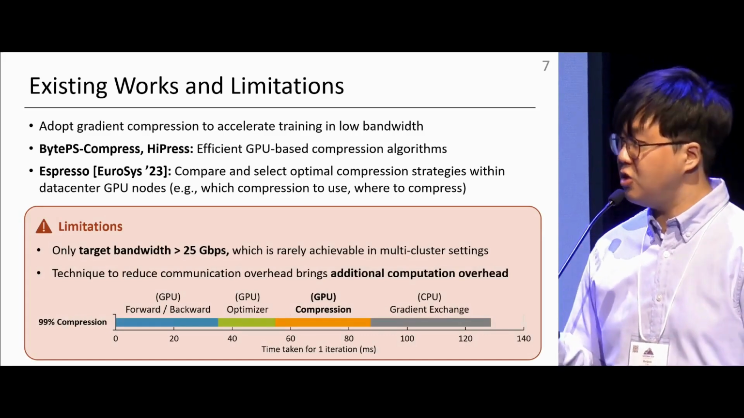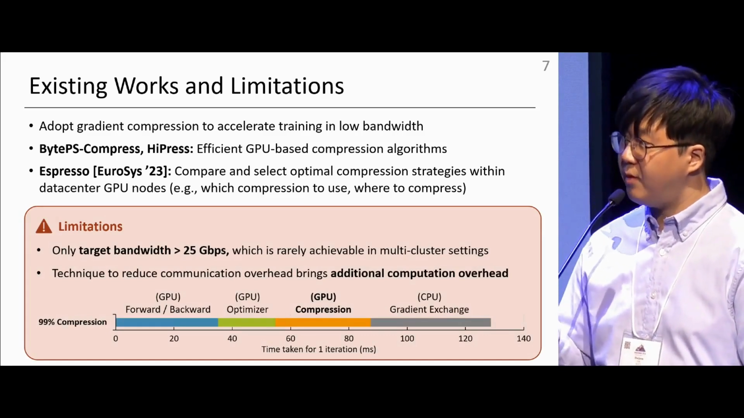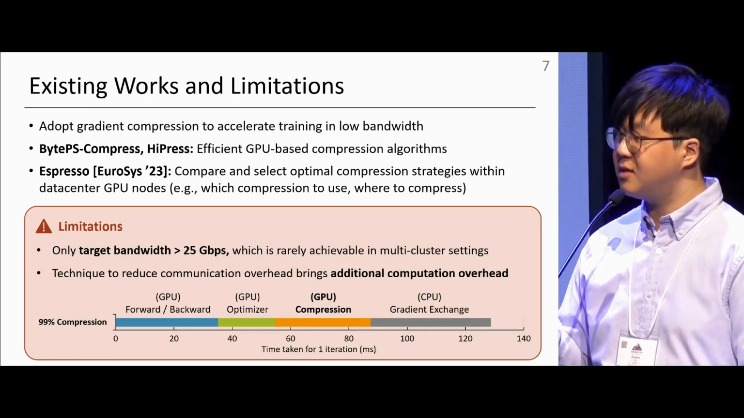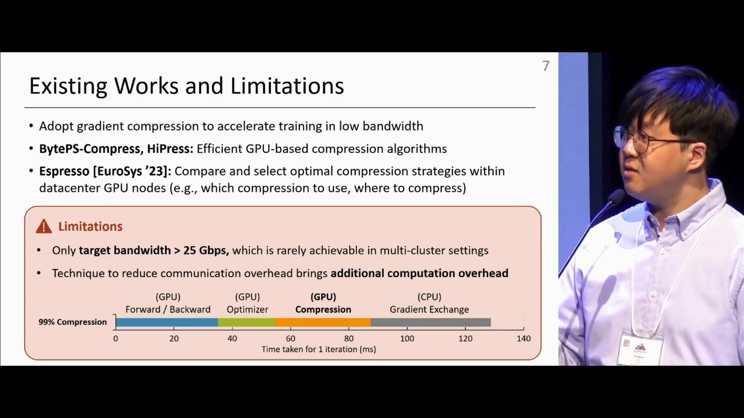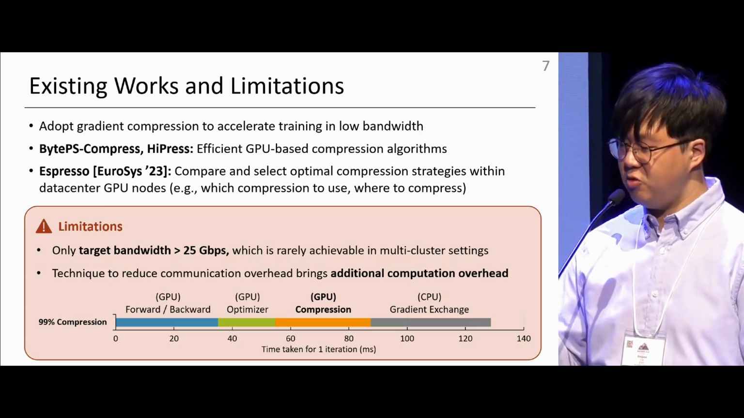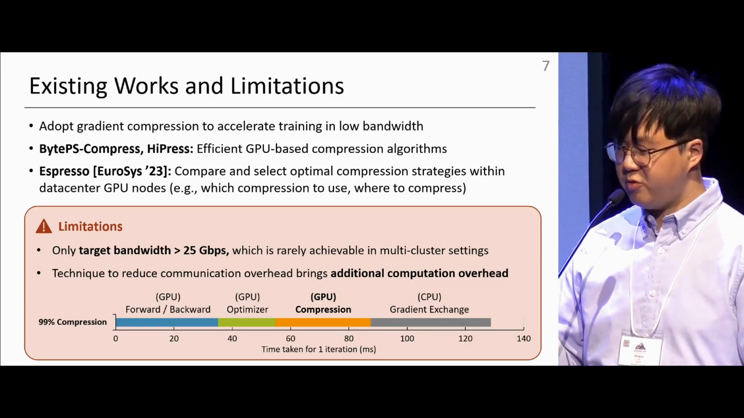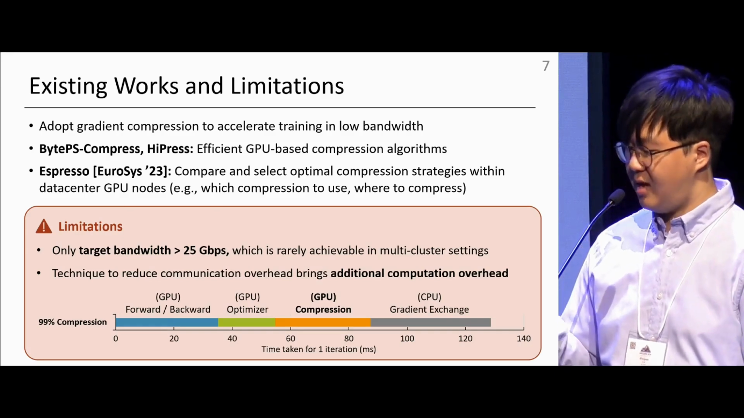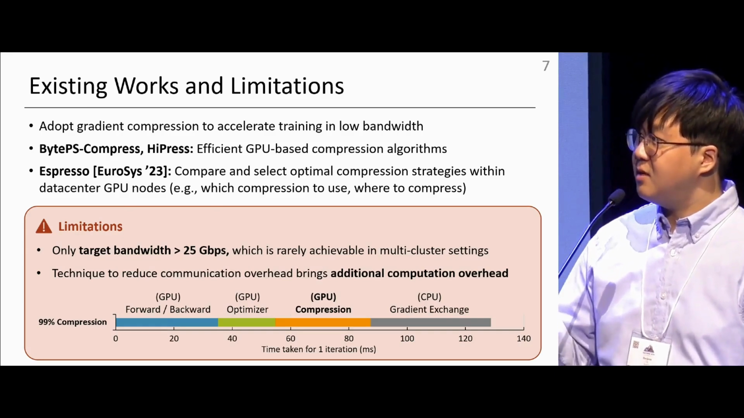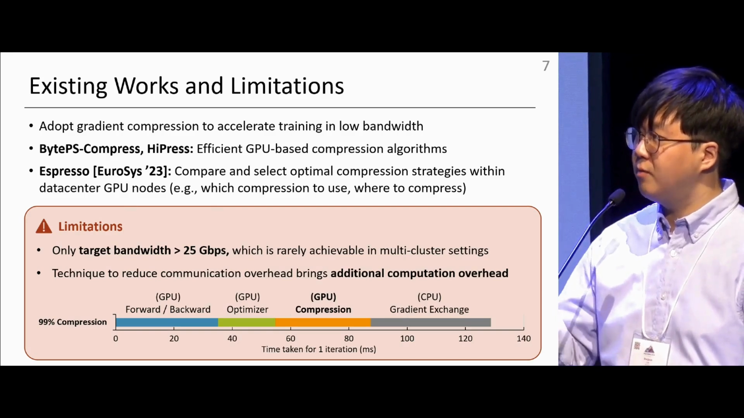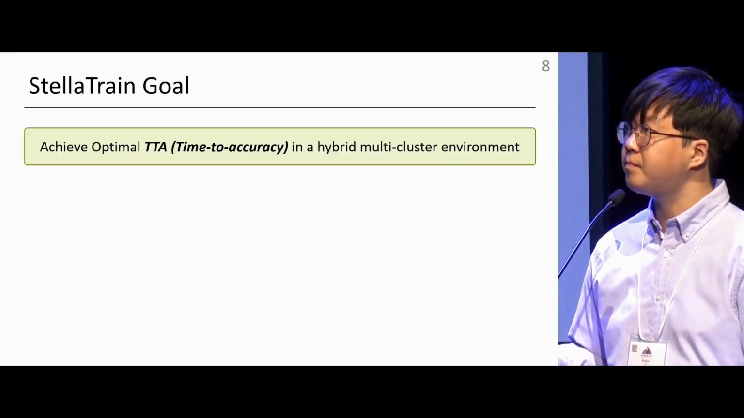However, these are not without limitation. They target a bandwidth of over 25 gigabit per second, a speed that is rarely achievable in multi-cluster settings. Also, techniques used to reduce communication overhead between GPUs bring additional computational overhead. This leads to a trade-off between network load reduction and computation load. In some cases, the time taken for the compression is almost equal to the time taken for the forward and backward pass.